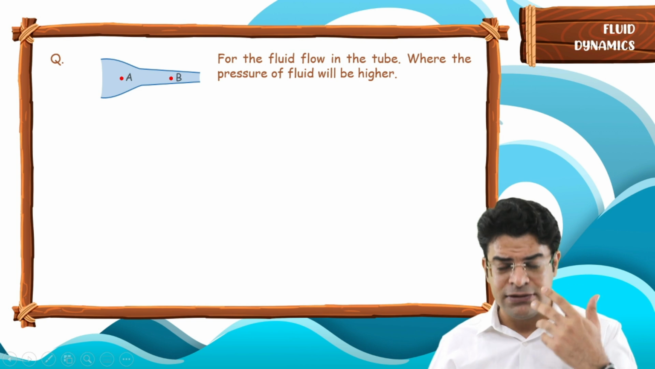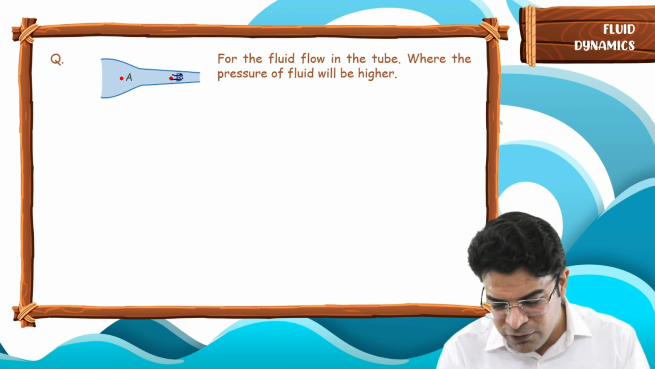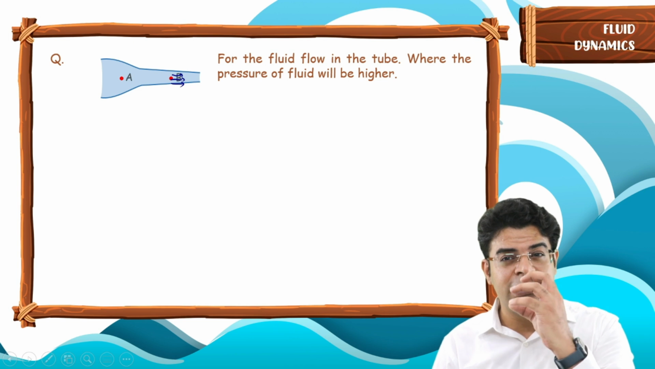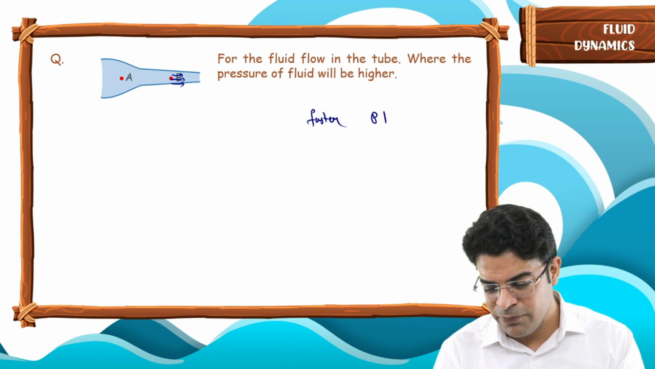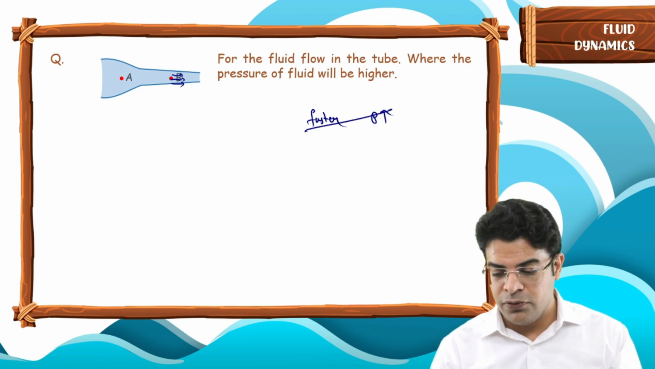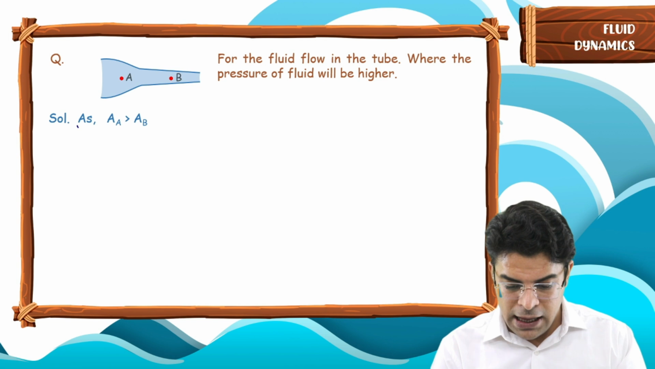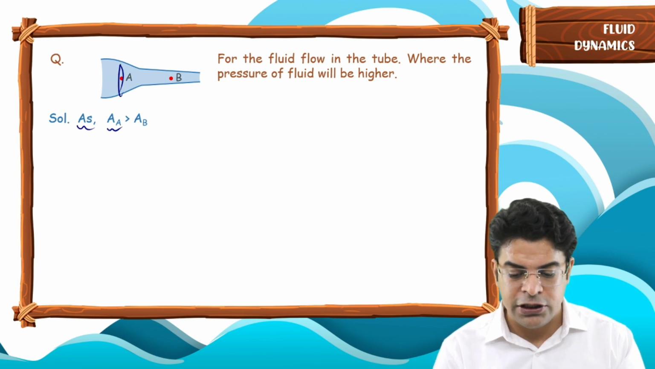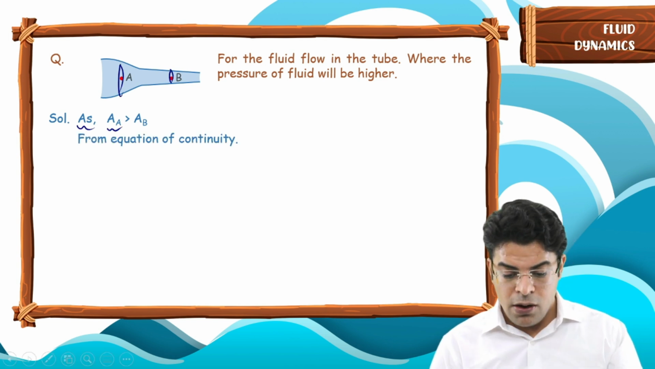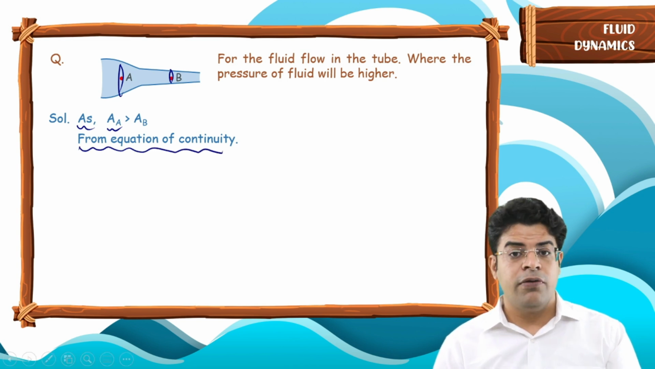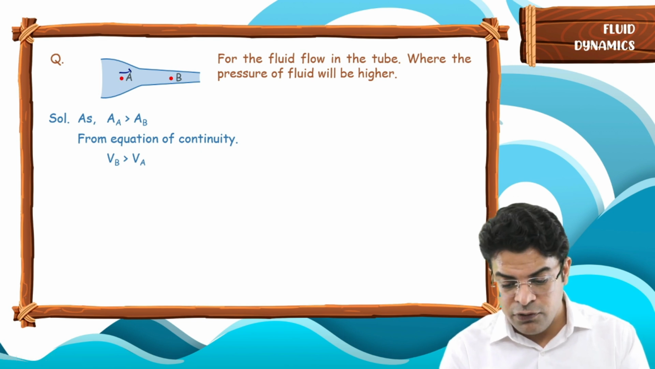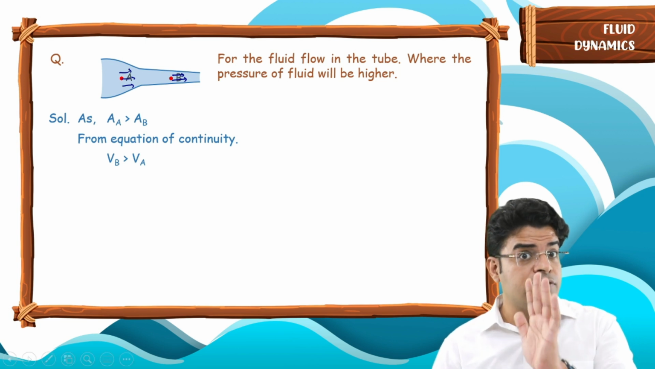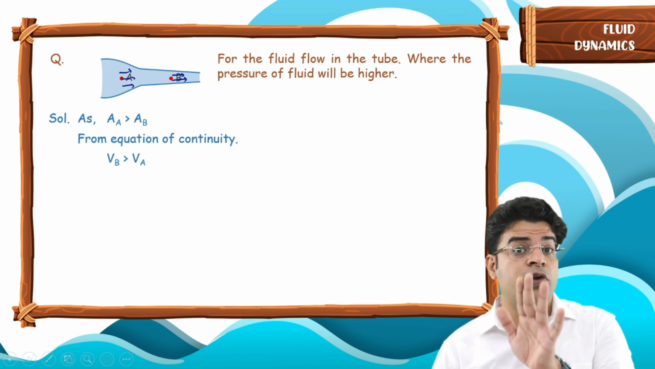The common sense says that here the fluid will be moving faster because the cross-sectional area is smaller. So where the fluid moves faster, the pressure has to be higher. But the answer is counterintuitive. Why? Let's see. As the cross-sectional area at A is more than the cross-sectional area at B, from the equation of continuity, we get that the velocity at B has to be more than the velocity at A. So here the fluid will move with less velocity, and here the fluid will move with more velocity.